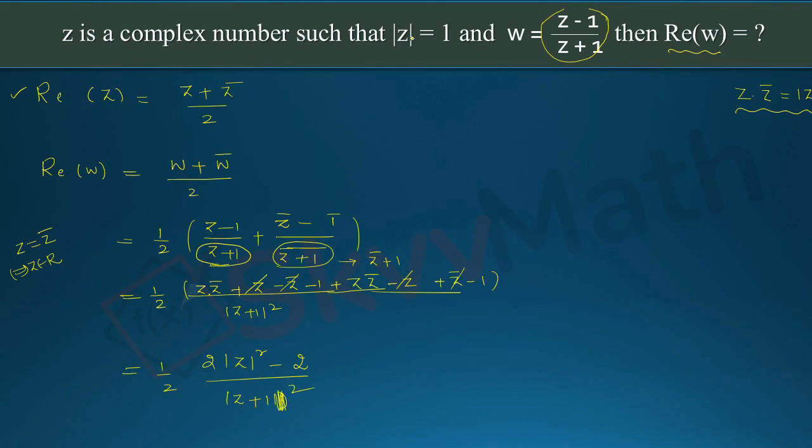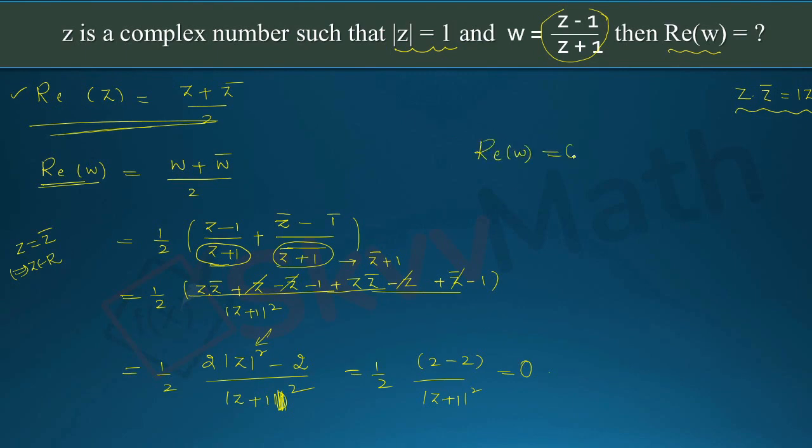Now what is the mod z value here? Mod z value is 1. So just substitute that value here, mod z is equal to 1. So 2 into 1, here you get 2. So we get half into (2 - 2)/(mod (z + 1) whole square). Now this gives you 0. So I got now real part of w using the simple formula, real part of z is (z + z bar)/2. So what I got now, real part of w is 0.